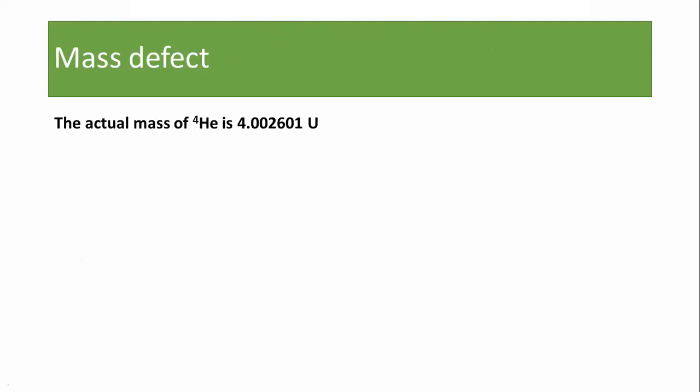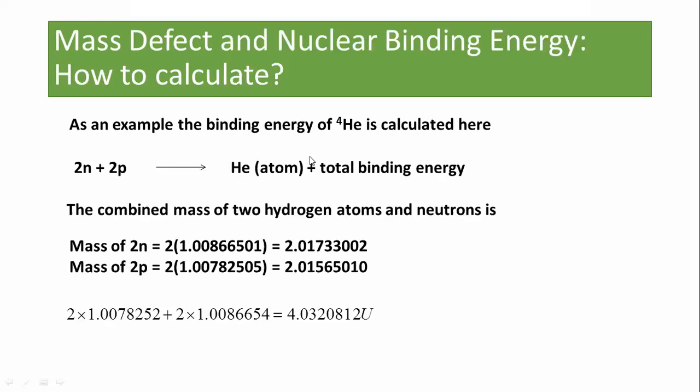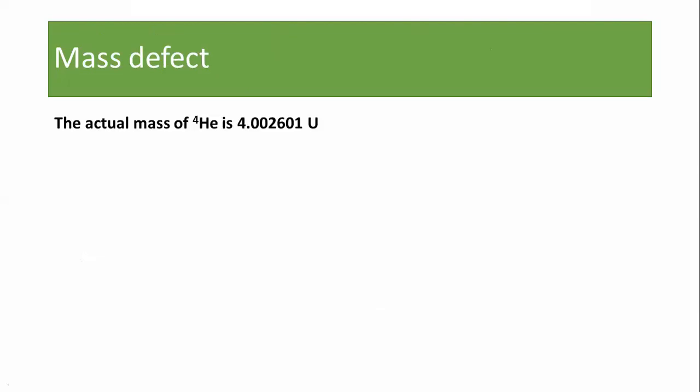And the actual mass of the helium nucleus is 4.00261. And remember, this is the calculated mass. Calculated mass must always be greater than the actual mass if the nuclides are stable. So this is the actual mass. And how can you calculate the mass defect? Simply calculated mass minus the actual mass.